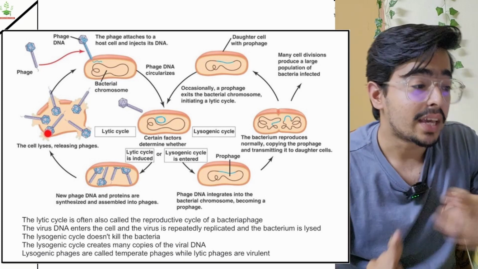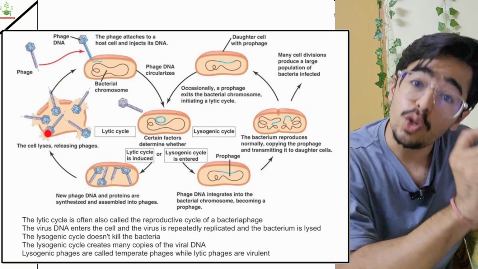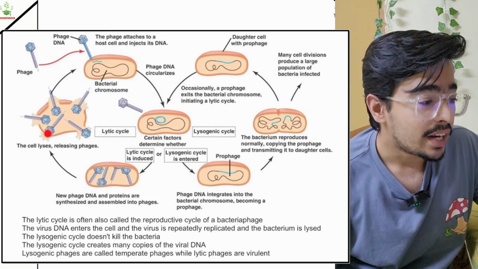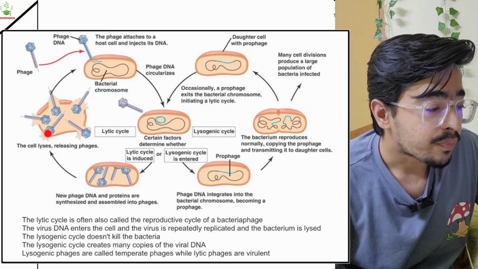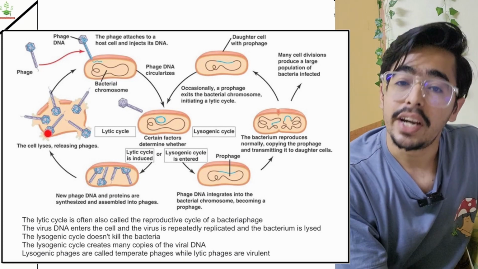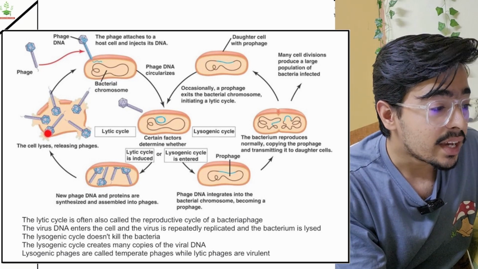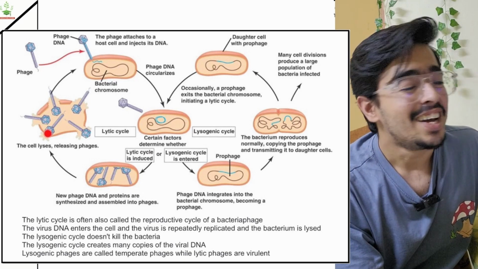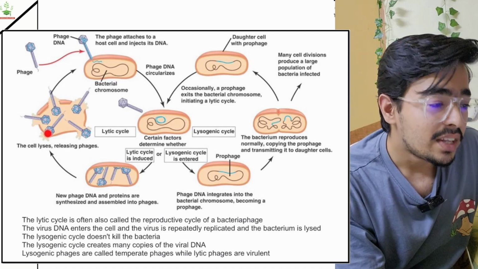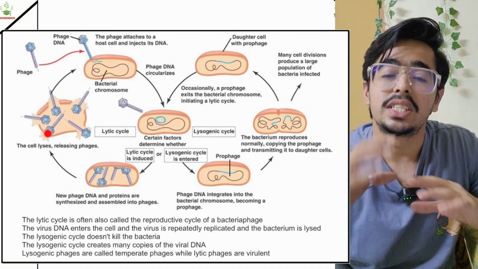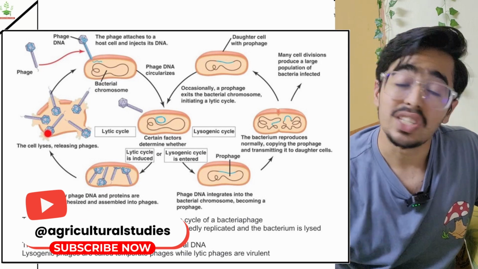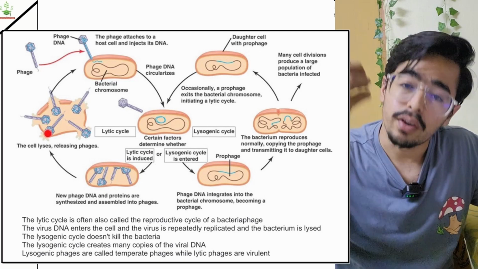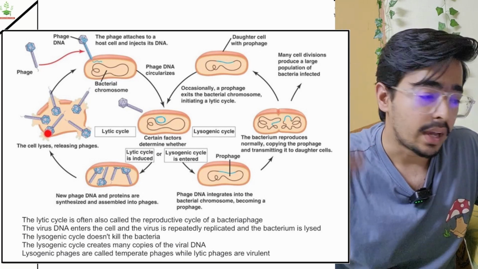But in the lysogenic cycle, a part of the bacteriophage genetic material is attached to the genetic material of the bacteria, as you can see in the blue. Then if there are some favorable environmental conditions, it will get into the lytic cycle, or it will be destroyed as in the lytic cycle.